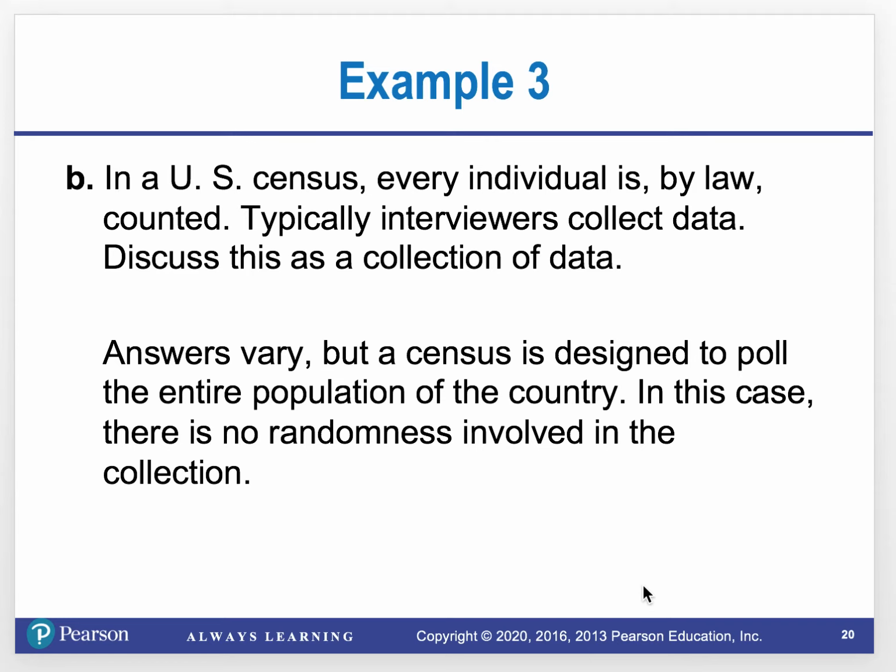In a U.S. census, every individual is by law counted. Typically, interviewers collect data. Discuss this as a collection of data. Okay, answers vary again, but a census is designed to poll the entire population of the country. In this case, there is no randomness involved in the collection, right? But because you're testing the entire population, it's the best kind of data you can get. You don't have to make inferences.